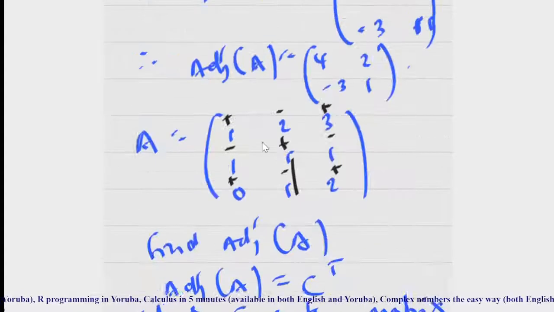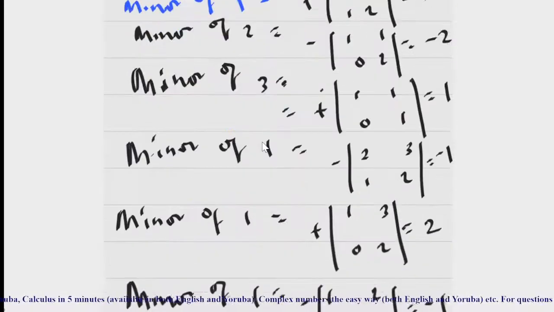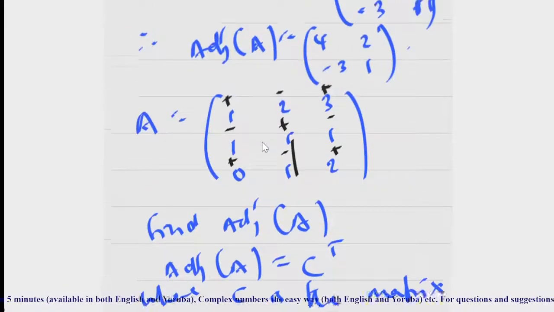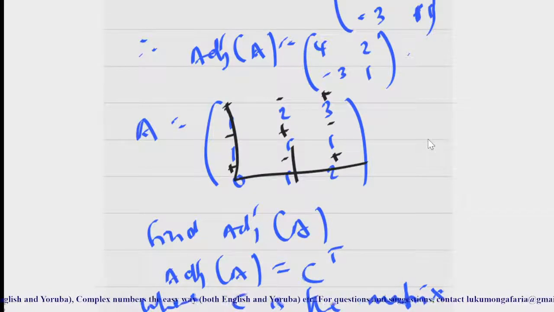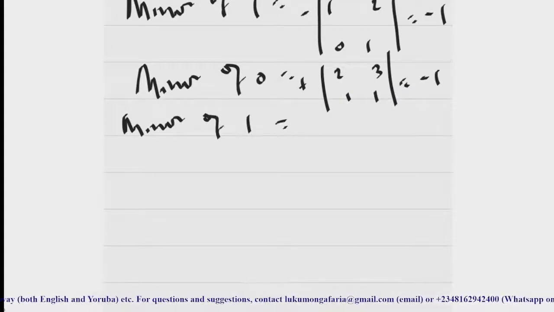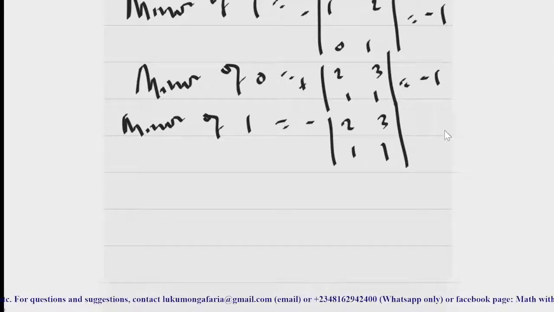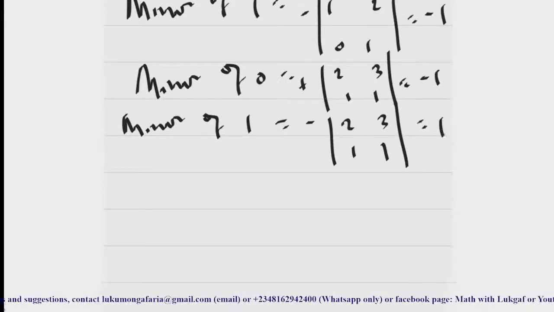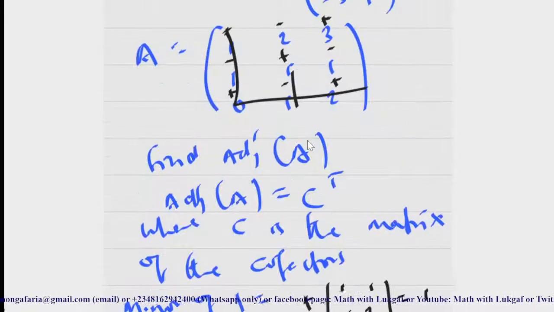So you find the next minor. Which element is the next? I think it is 1. You also clear the row as well as the column. You have 2, 3, 1, 1. I hope you understand. That's going to give me 1. Because we multiply negative by 1, you are going to have minus 1.